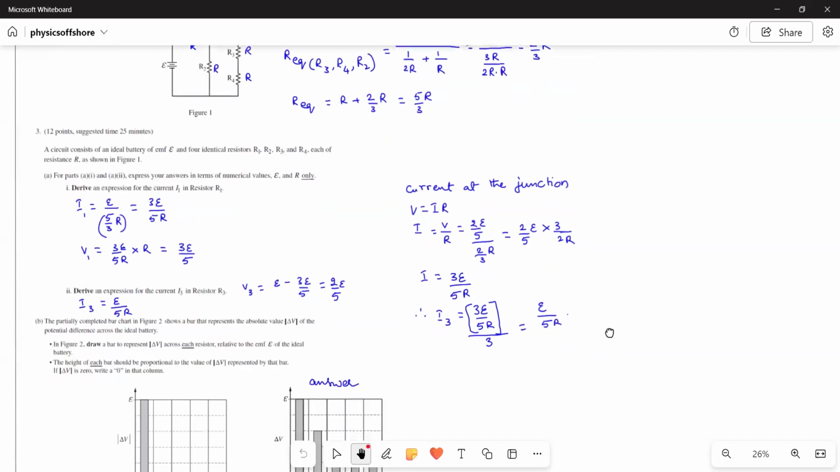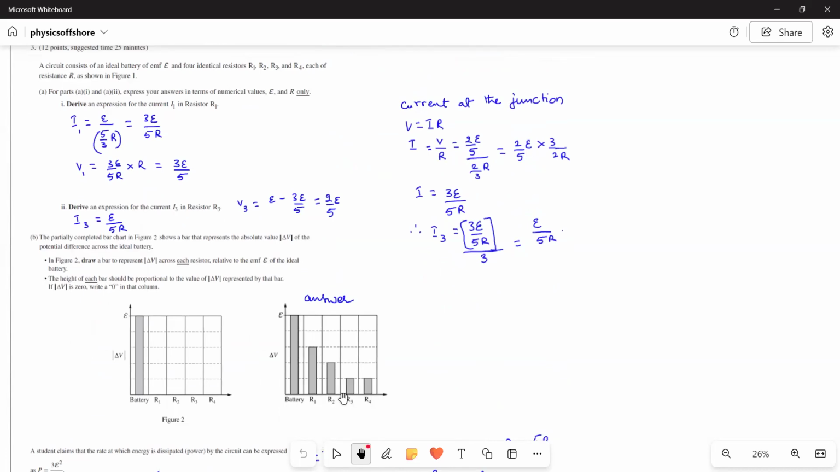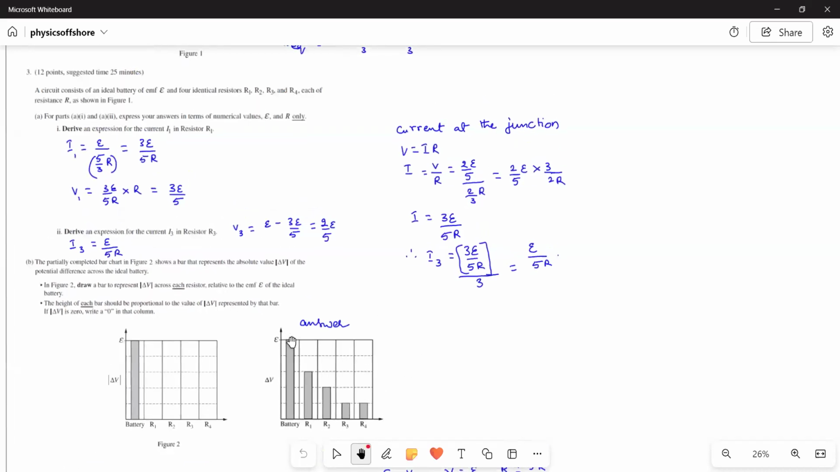Now, he is asking us to draw the voltage drop at every point. That means at the battery, at R1, and at R2, R3, R4. At the battery, we know it is E, and at R1, it is 3E by 5. So for the voltage drop, we have to draw 3 lines. And at R2, we have to draw 2 lines. This is the junction. And then R3 and R4, 1 and 1. Like this is the answer for this one.